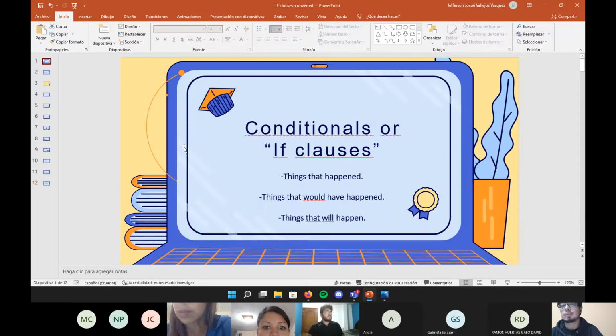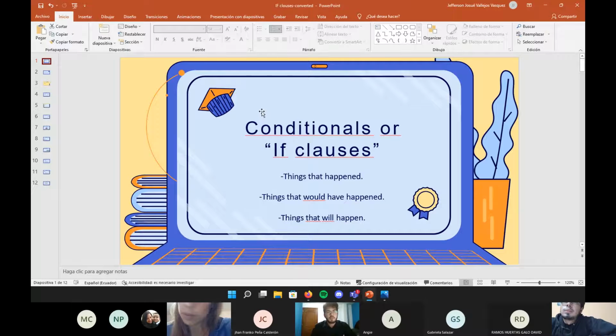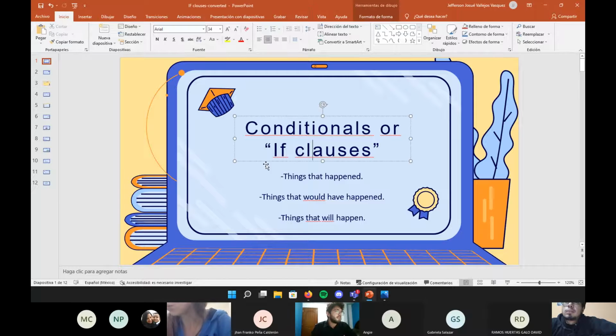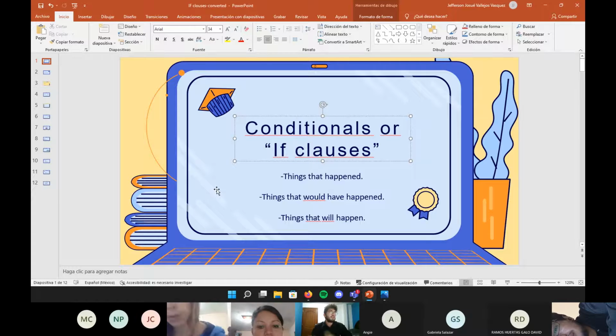Okay, let's pass to the class part. Today we are gonna learn conditionals or if clauses. As you can see, if clauses are a very important thing in this foreign language, which is English. With if clauses, we can learn many adverbs of time. For example, we use the present simple, the past simple, the future simple. If you understand if clauses, you may understand any adverb of time.